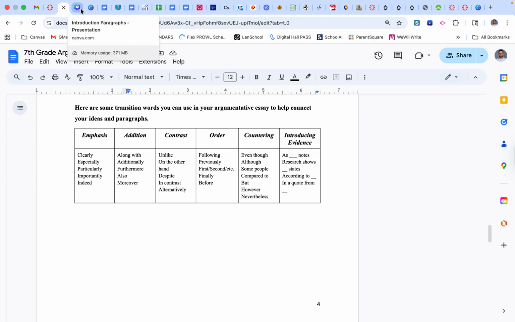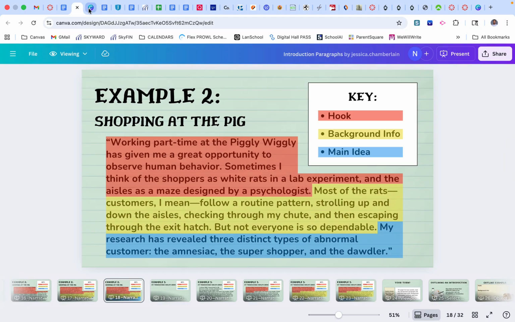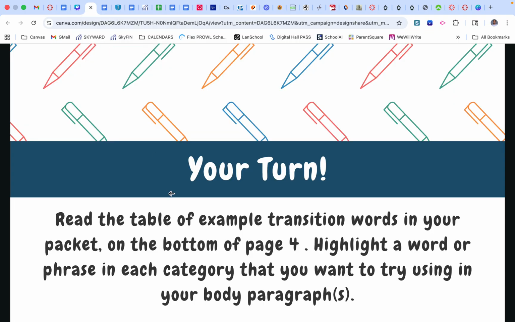But what I would do is I'd look at each one of these and highlight or circle the ones you like and what you want to try using in your body paragraphs. So pause here again and highlight and circle those. And then when you're done, come back.